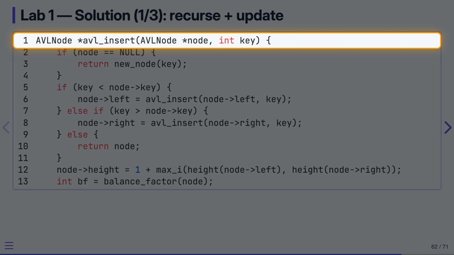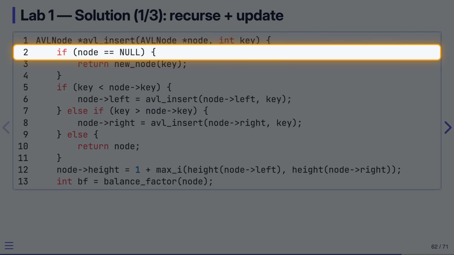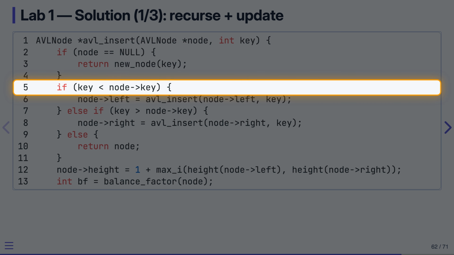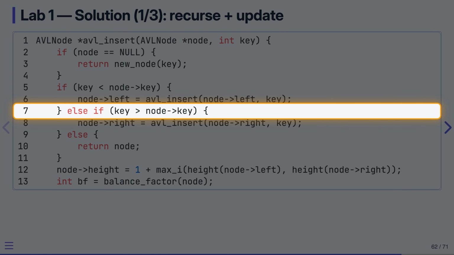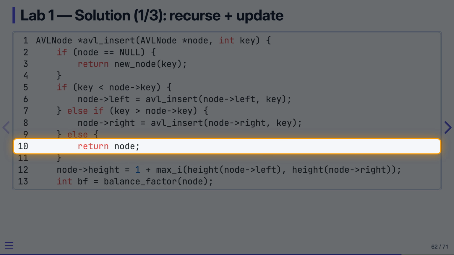This is the full AVL insert function. It takes a node and a key, and it returns the new subtree root. The base case: if the node is null, we make a new node here and return it. That part is the plain binary search tree insert. If the key is smaller, we insert into the left child and store the result back. If it is larger, we insert into the right child the same way. If the key is already here, we just return the node.